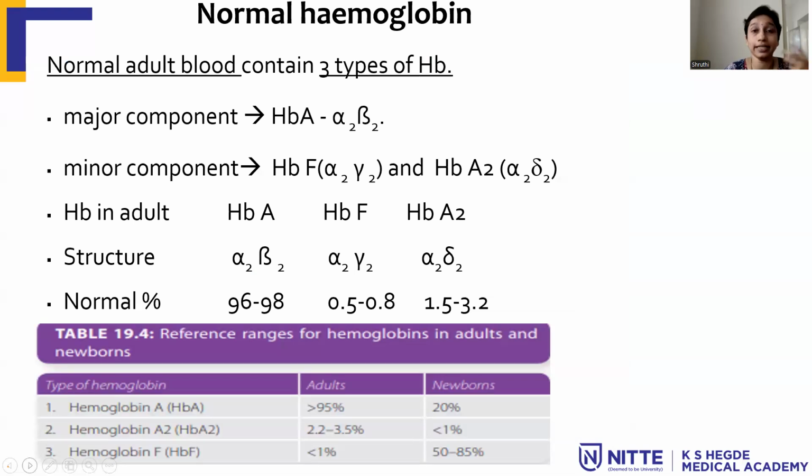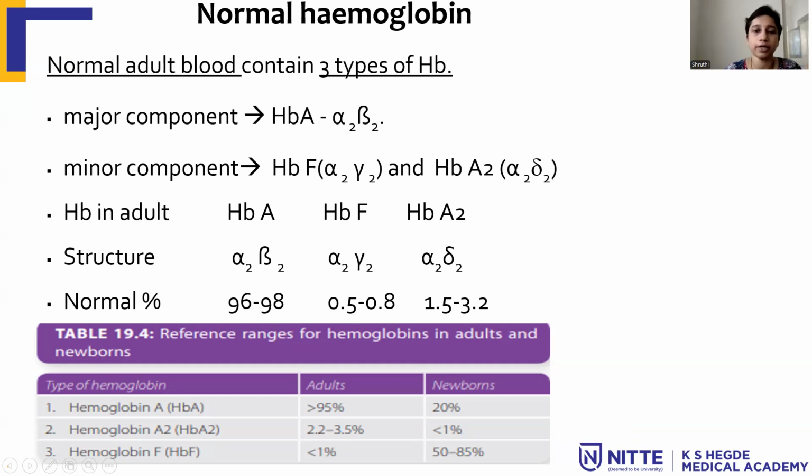So what is the content of the RBC? The content of the RBCs is mainly hemoglobin. Hemoglobin has globin and heme. There are three types of hemoglobin which can be seen in adults. The majority is HbA type, which has alpha and beta chains, and the minor components are HbF, this is fetal hemoglobin, and HbA2, that is having alpha 2 and delta 2 chains. So in adults, the majority is HbA, the minor component is HbA2, and a very small amount of HbF.